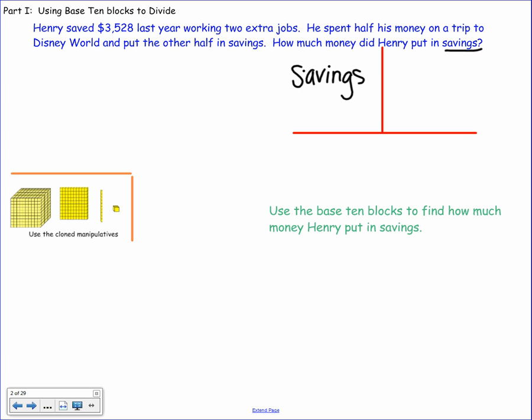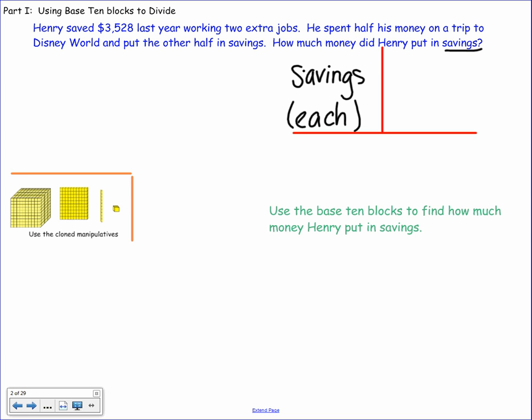And then we think about, would that be the groups, the each, or the total? Well, since he did put a part in Disney World and the other half in savings, that sounds like a part of something. So that'd be 2 groups, and that's one of the groups, so that would be each. So in parentheses, I put each because that's what I'm looking for.